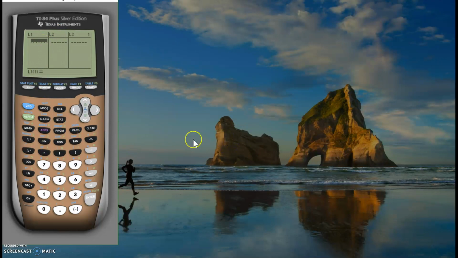I'm sorry I can't have them both up on the same screen. At least I haven't figured that out yet. But basically we want to type in what we have here. We have 0 twice because there were 2 dots above 0. There were 2 dots above 1. 5 dots above 2, so I'm going to put 2 in a total of 5 times.